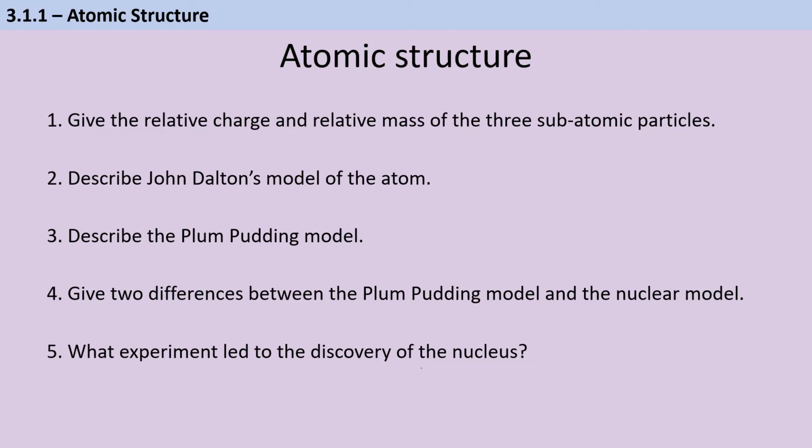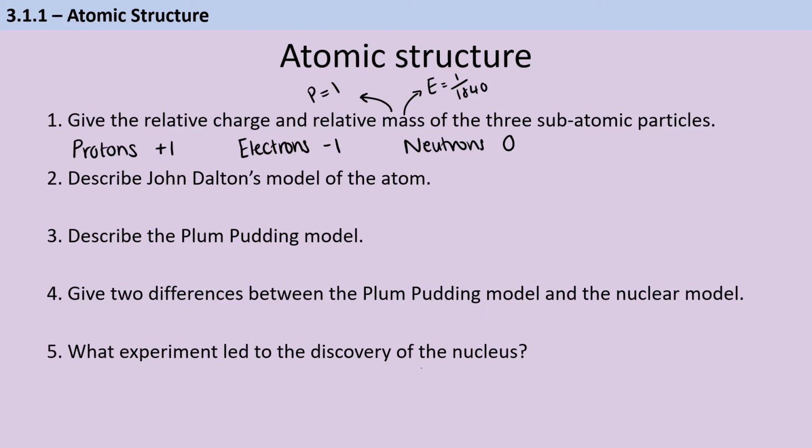So we start with the relative charges and the relative masses of the three subatomic particles, and you know that wherever you see the word relative, you need to be giving this in a numerical form, not just saying positive or negative. So protons, of course, have a charge of +1, electrons -1, and neutrons are neutral, so that's 0. And then in terms of the masses, protons have a mass of 1, electrons are about 1/1840th of the size, and neutrons also have a mass of 1 because they're approximately the same size as a proton.